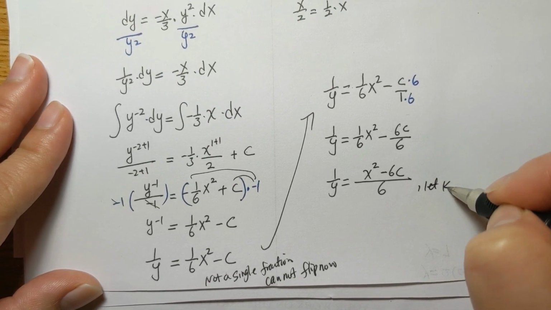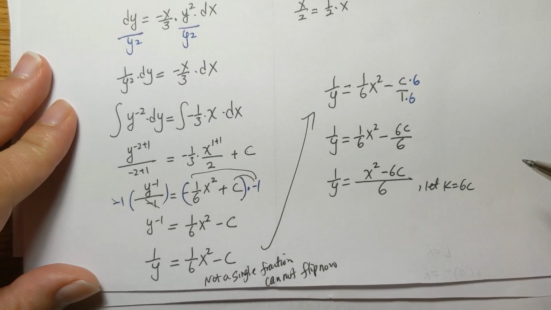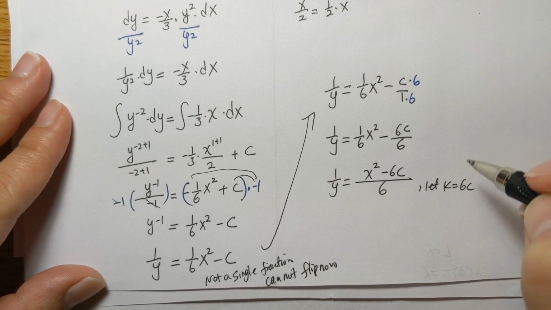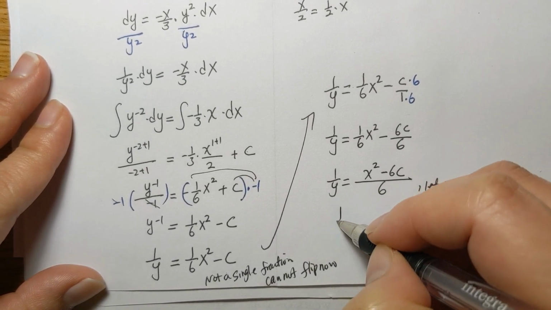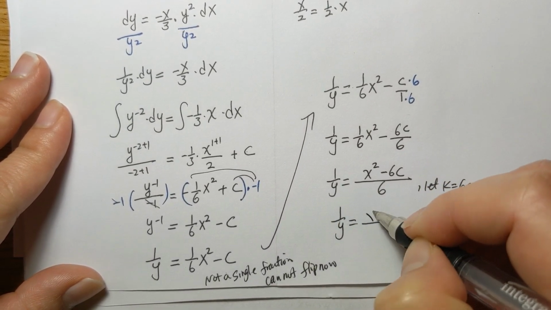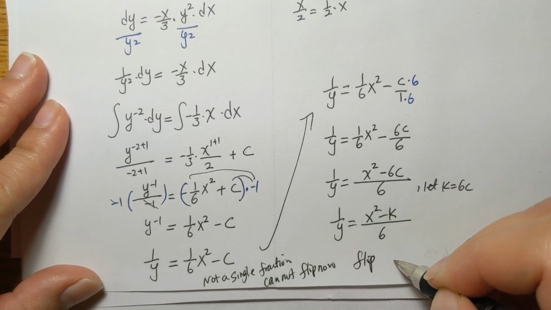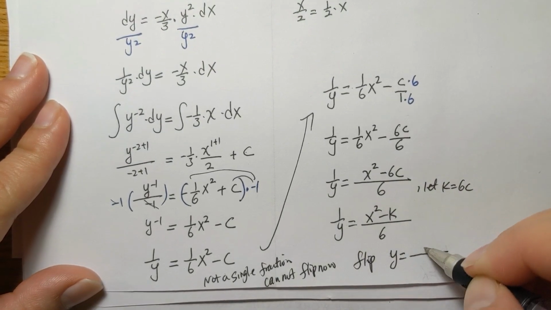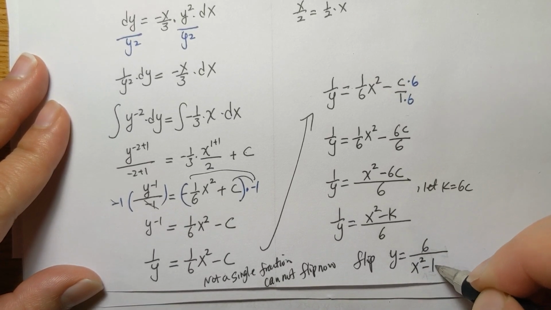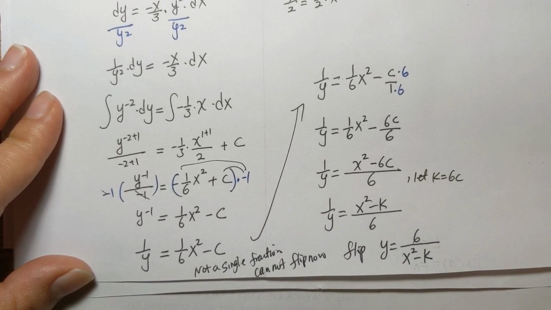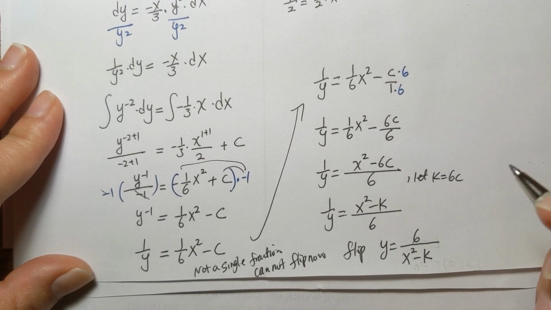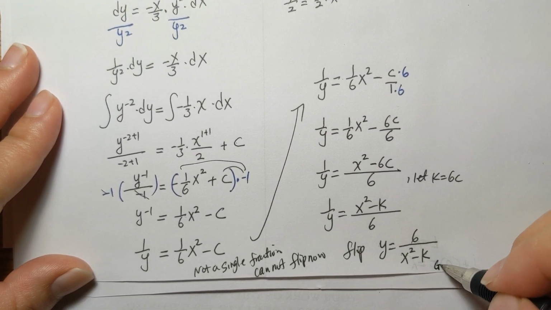So I'm going to let k equal 6c before I keep using the big C. So now I'm going to use k. So 1 over y equal to x squared minus k over 6. And now we're going to flip. So y equal to 6 over x squared minus k. I'm almost there. So this is my general solution.